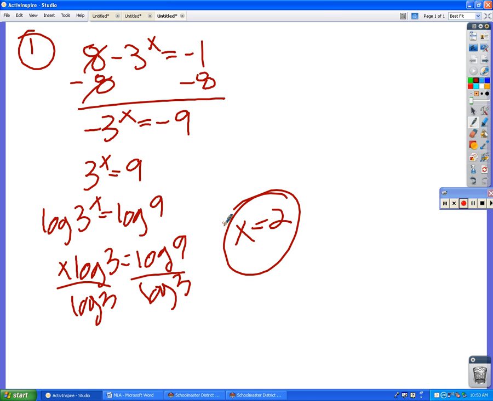You do not have to do all that log stuff. You can look right here and say 3 to what power equals 9? 2. And then you're done.